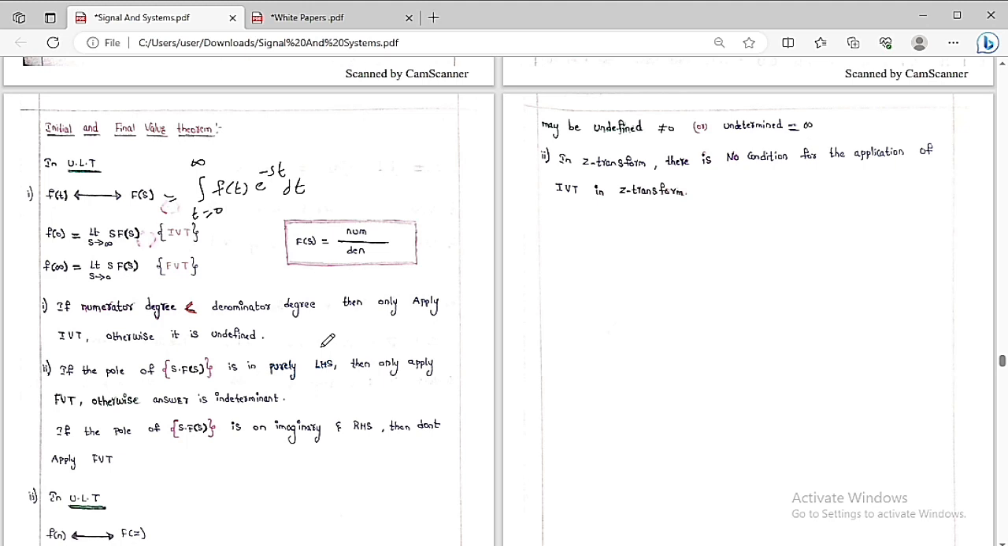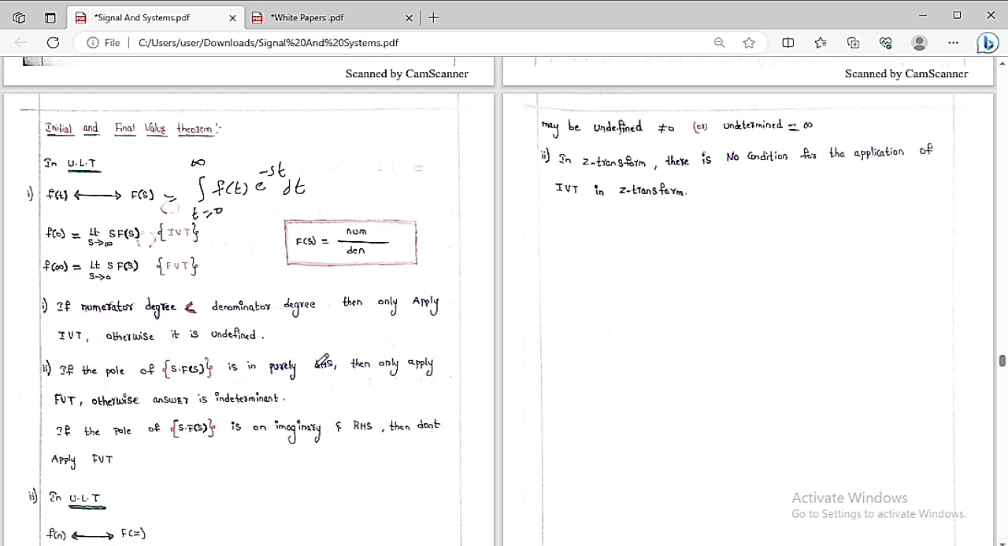So because of this, there will be no final value, no steady state value. For this reason, don't apply the final value theorem in the case of a marginally stable system or an unstable system. Simply, we can say this is an indeterminate form.